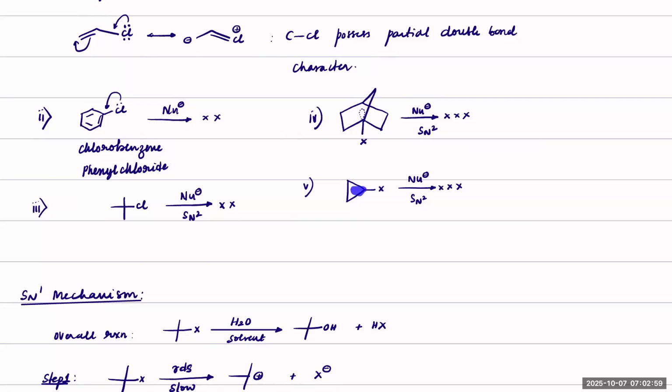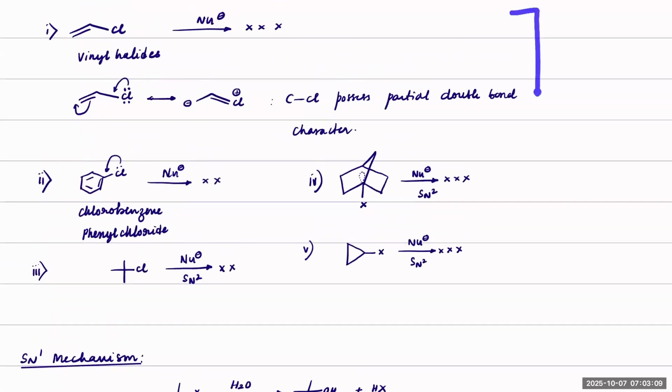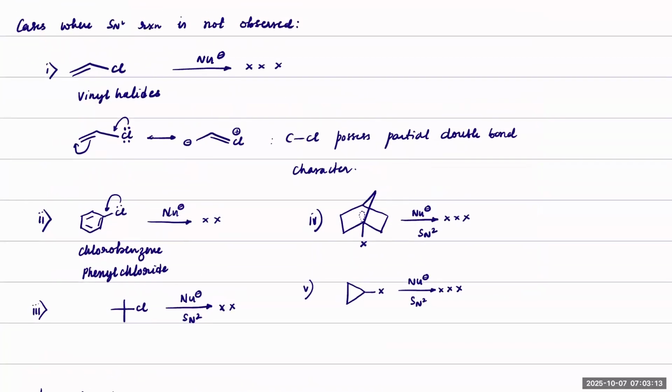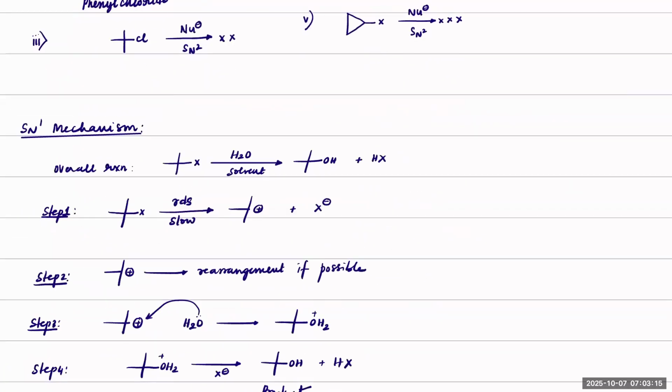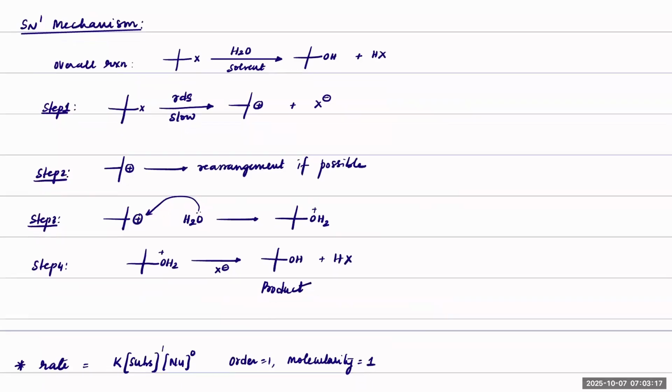And in a 3-membered ring also, you will have a sigma star orbital hiding within this ring, so it is difficult for the nucleophile to attack. So remember, these are those 5 cases where SN2 reaction is not possible. Clear? Next.